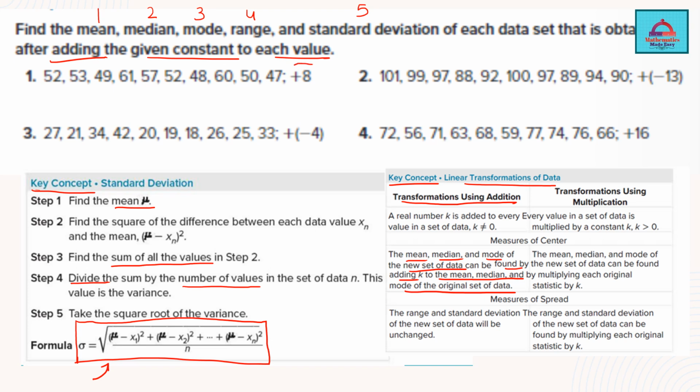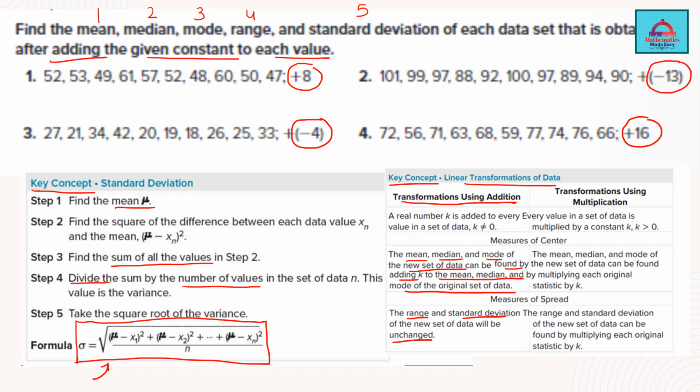and then towards the end, once we get our mean, median and mode, we are going to add 8 to it. Similarly here, add minus 13 to it. Here add minus 4 to it. Here add 16 to it. So the value of k is going to change. Okay, and then the range and the standard deviation remains unchanged. So there is going to be no change to the range and the standard deviation. So that will be same as what is there for this question.